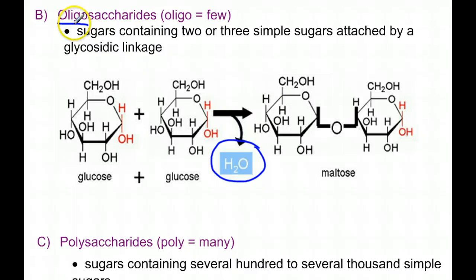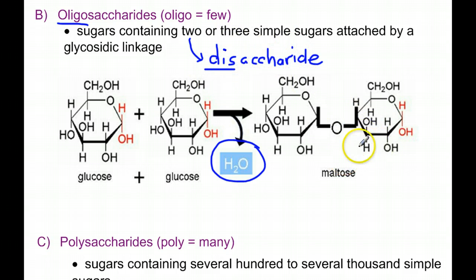So oligo means few, so it could be 2 or 3 or 4, but there is also another term for 2. So if it's just 2, in this case, we would call this a disaccharide. Di meaning 2, saccharide meaning sugar. So we've got a glycosidic linkage between 2 simple sugars. We're going to call that a disaccharide. It would fall under either of these 2 categories, oligo or di.